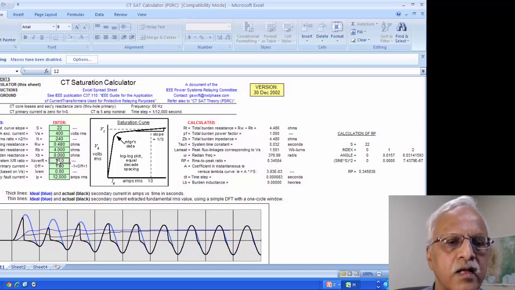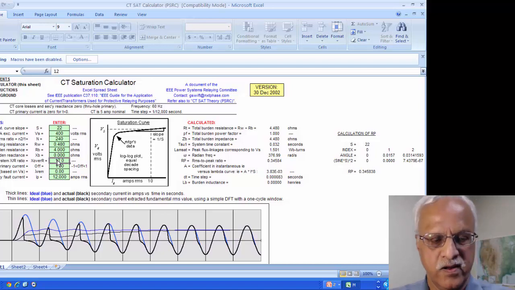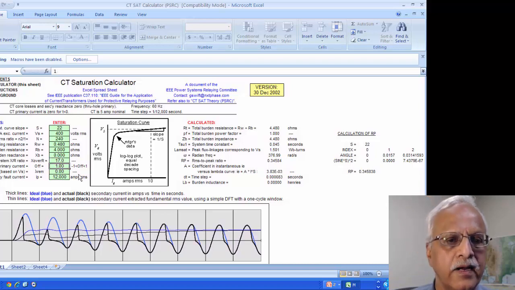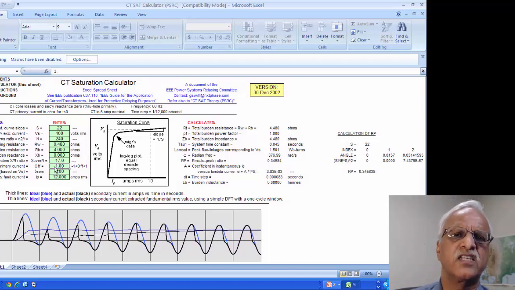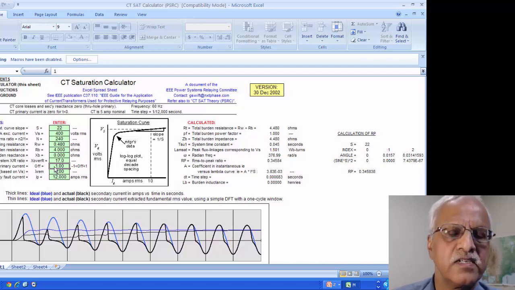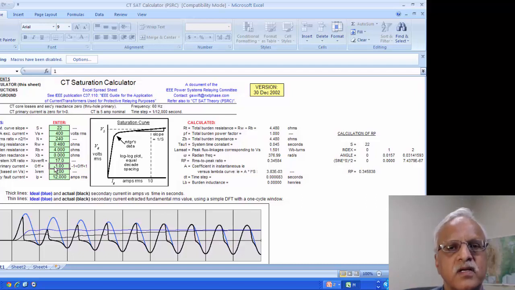Then X over R, as I mentioned, is a system property. If you create a fault on the system, and you look at the angle of the fault current, and see how much it lags the voltage, and take the tangent of that, that is the X over R here. So I can put this as 17, and then I'm assuming 87 degrees. You can look at it: the tangent of some angle gives me 17. I took this because most of the breakers are rated at an X over R of 17.